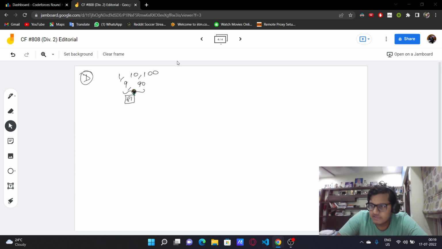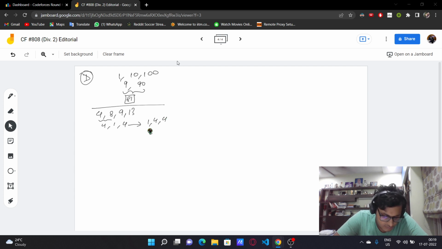Now in the next test case, we have four numbers: 4, 8, 9, and 13. So here we subtract the consecutive elements, and we get 4, 1, and 4. We sort this to get 1, 4, 4, and then we take its difference to get 3 and 0, sort it to get 0 and 3, and the difference is 3. So we'll output 3 in this case.